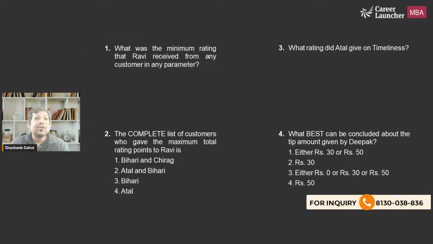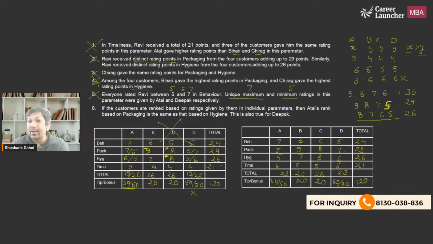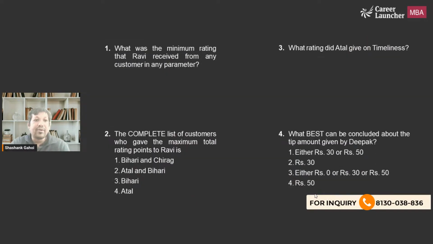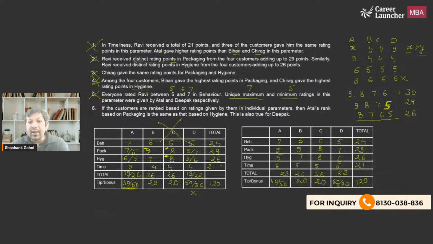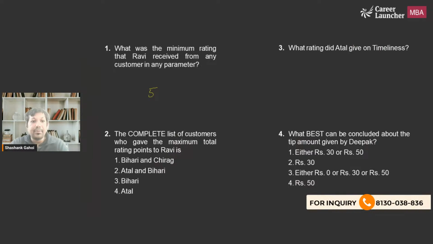What does the question say? What is the minimum rating that Ravi received from the customer in any parameter? So we can see 5, we can see 6, 7, 8, 9. So the smallest possible value is going to be 5. Okay. The complete list of customers who gave the maximum total rating points to Ravi. So who gave 9 to Ravi? That is going to be only Bihari. Apart from Bihari, no one gave him the highest rating points. So the answer of this question is going to be option 3.